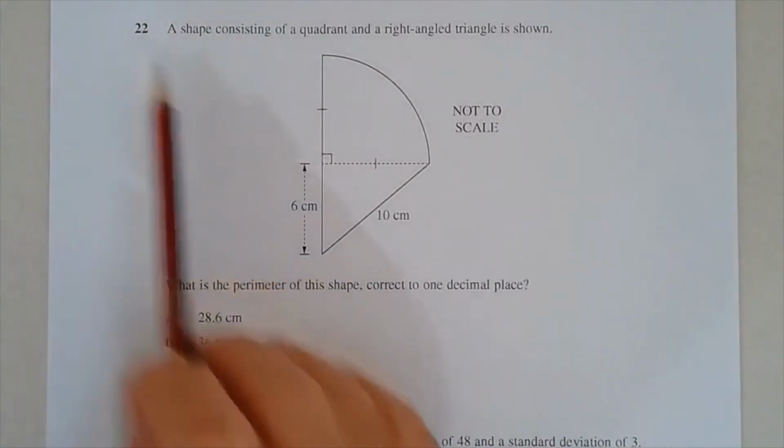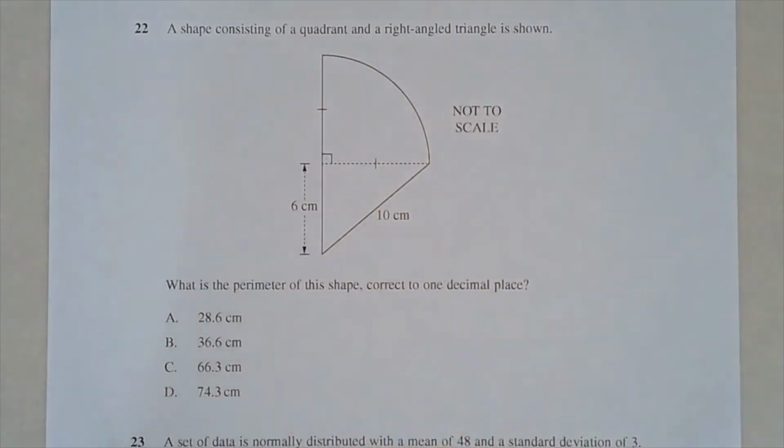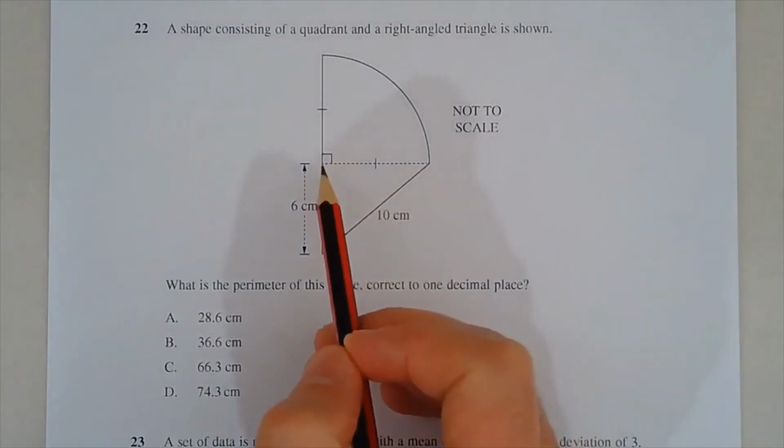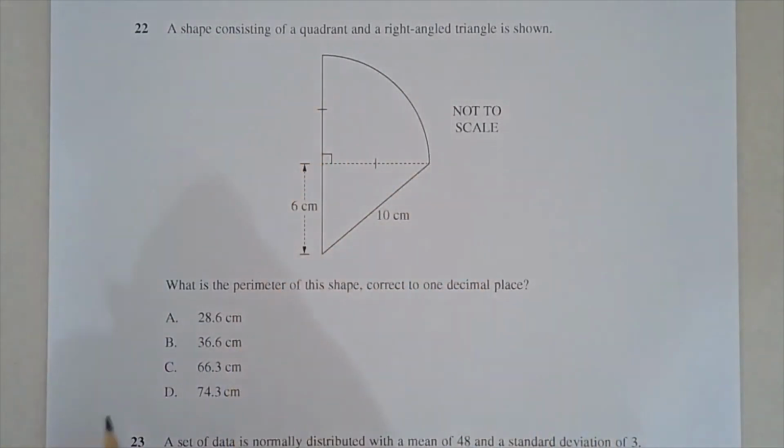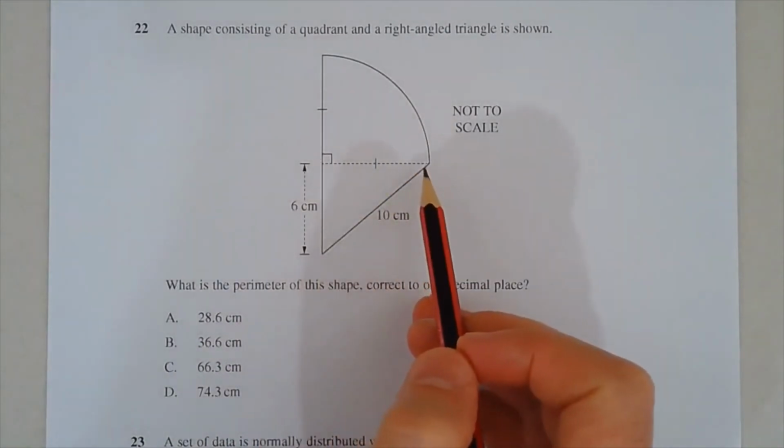Question 22. A shape consisting of a quadrant and a right-angled triangle is shown. What is the perimeter of this shape correct to 1 decimal place? The first thing we need to do is to find the radius of this quadrant, which is a quarter circle. In order to do so, we need to use the right-angled triangle and we need to use Pythagoras' theorem.